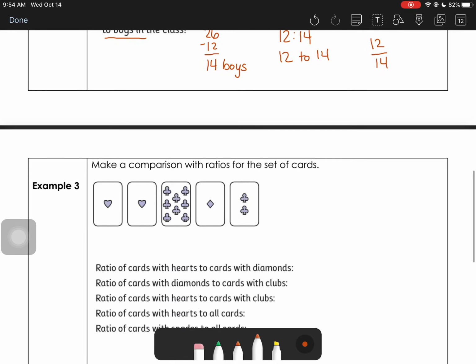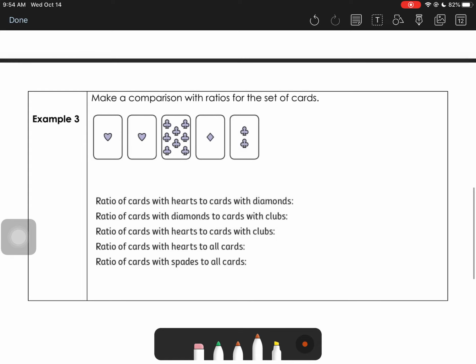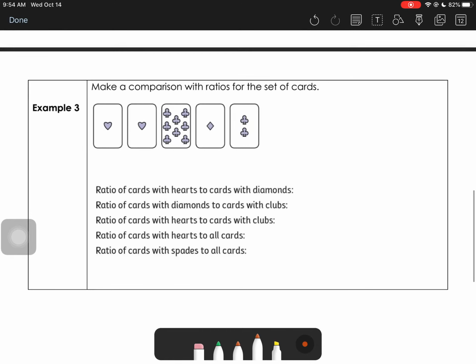So let's make a comparison with the ratios for the sets of cards. How many cards with hearts to how many cards with diamonds? So it looks like we have 2 cards with hearts and there's 1 card with diamonds. Now we want to do diamonds to clubs. There's 1 card that has diamonds and there's 2 cards that have clubs.